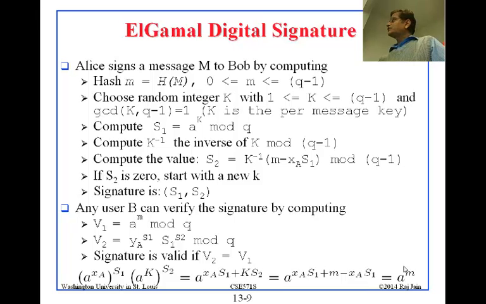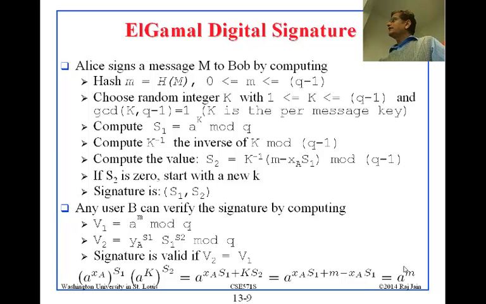If S2 turns out to be 0, then you have to start from the beginning again. You get another K. You don't want to have a 0 because that is very easy to break. If you send somebody S1 comma 0, they can easily break it. So we don't want to do that. We send S1 and S2, these two numbers, and that is the signature.